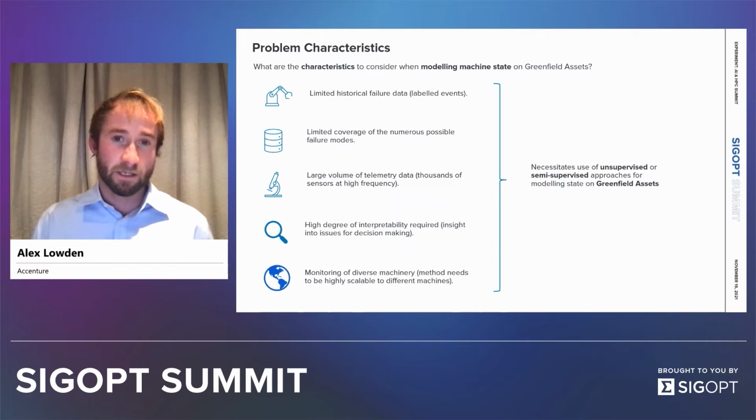On top of this, you have limited coverage of the multiple ways that machinery can fail. So for a given piece of machinery, there's obviously many ways in which it can reach a failure state or the point at which it can no longer function. And it's unlikely for these greenfield assets that you have sufficient coverage of these failure modes to apply supervised learning techniques.